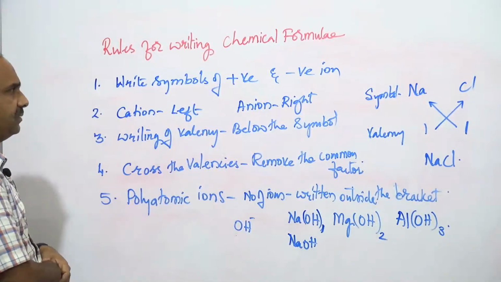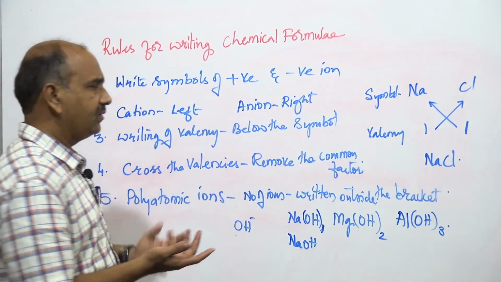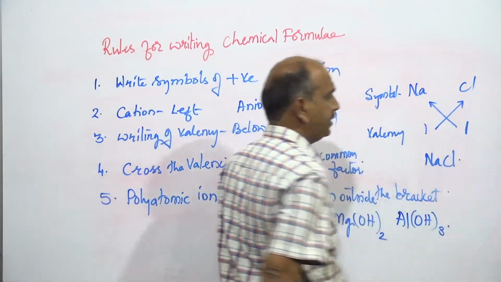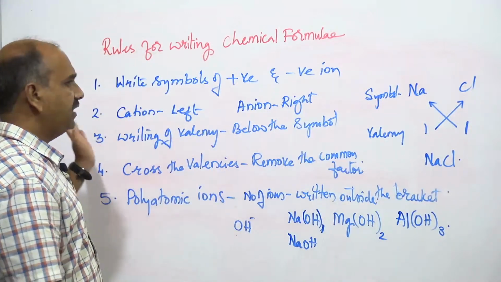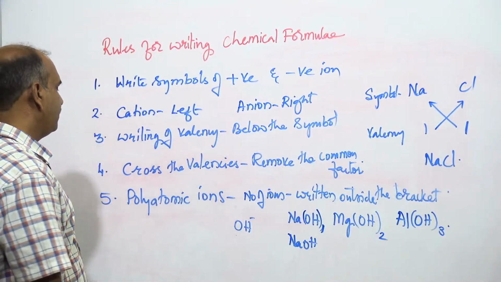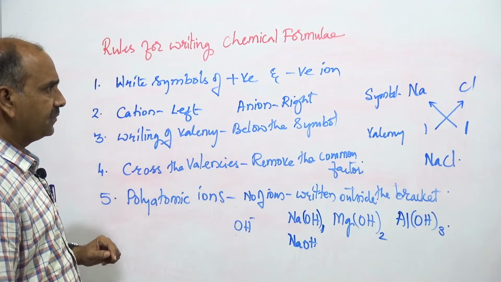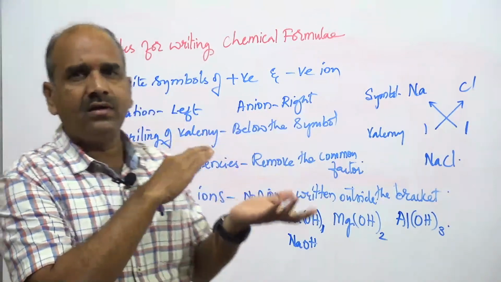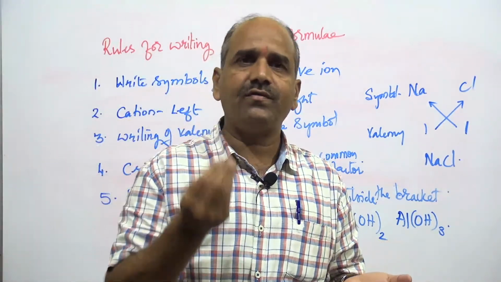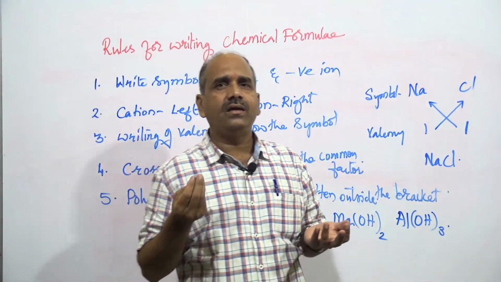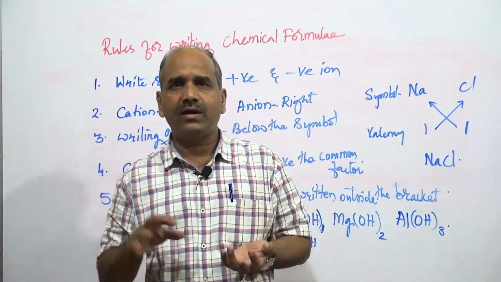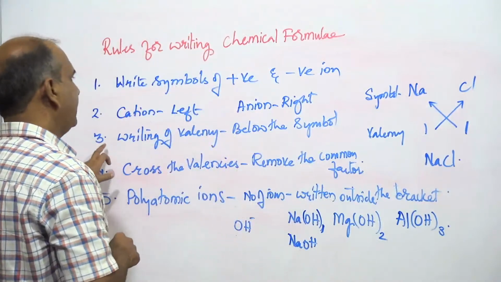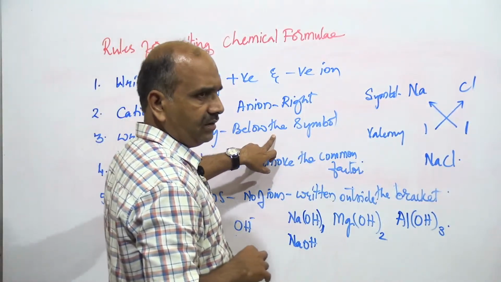Once the symbol is written, where do they have to be written? So on the left hand side you have to write the cation, on the right hand side you have to write the anion. Then writing of the valency. Whatever their valency, just now I showed you, before this, I gave you a list of a few of the metals, non-metals, and the polyatomic ions and their valencies. So those valencies have to be mentioned there, writing the valency below the symbol.